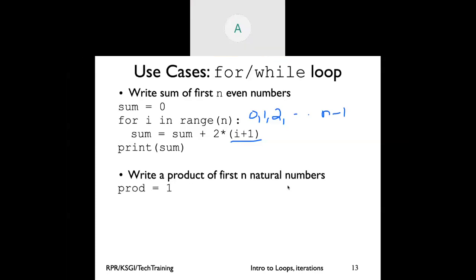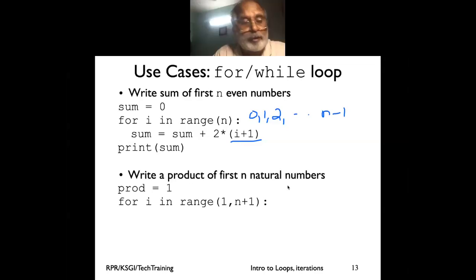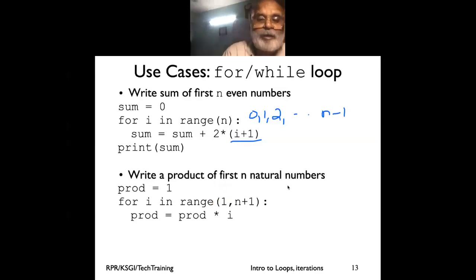So product is equal to 1, for i in range. Remember, if you're doing a product, you should never start with the value 0, because the moment you use the value 0, every product multiplication becomes 0. This is what you don't want, so be careful there. Zero is fine for a sum. When you multiply, 0 is not fine. You keep multiplying and you are done.